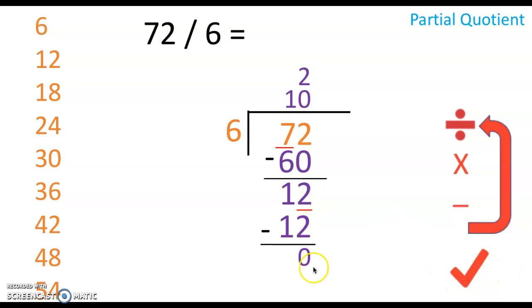So let's check. Is 0 smaller than 6? Sure is. 0 is nothing left over. So our answer would just come from right here. It would be 12.